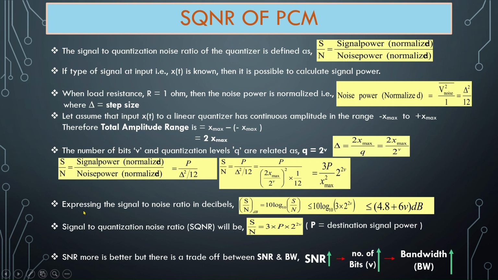Now expressing the signal to noise ratio in decibels, S by N in dB is equal to 10 log 10 of S by N, which is less than or equal to 10 log 10 of 3 into 2 to the power 2v, which is less than or equal to 4.8 plus 6v decibel, where v is the number of bits. Signal to quantization noise ratio will be S by N equal to 3 into P into 2 to the power 2v, where P is the normalized signal power. Now a higher SNR is better, but there is a trade-off between SNR and bandwidth. If we want to increase the SNR, the number of bits will increase and the bandwidth will also increase.